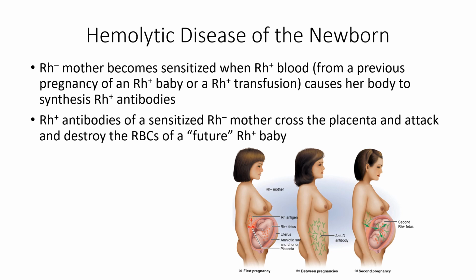So the Rh positive antibodies contained within the mother cross the placenta and attack the Rh positive red blood cells of the baby that she's carrying. Let me say that one more time. So the antibodies against the Rh factor that are present in a mother with a negative blood type can cross the placenta and destroy the red blood cells of the future baby that has the positive blood type.